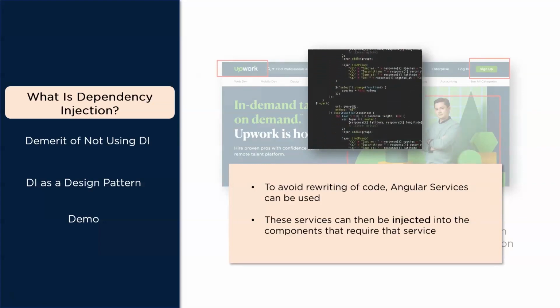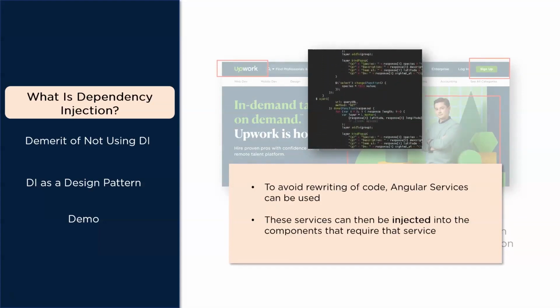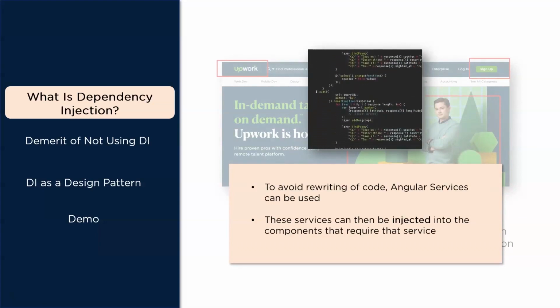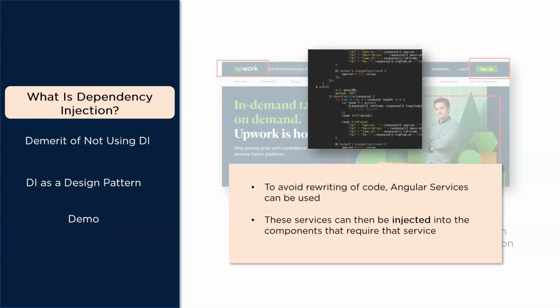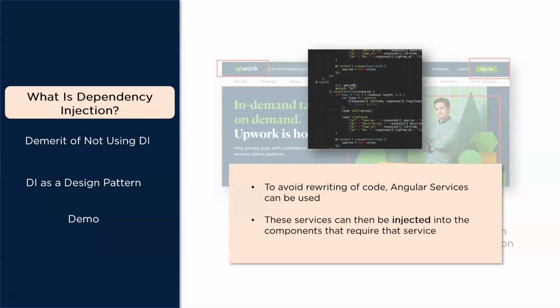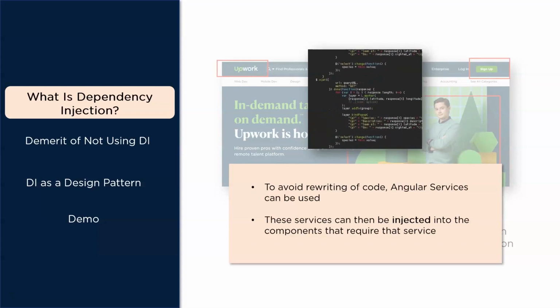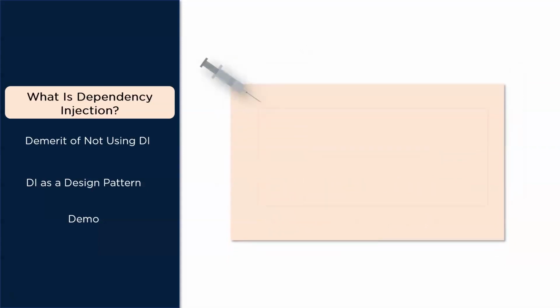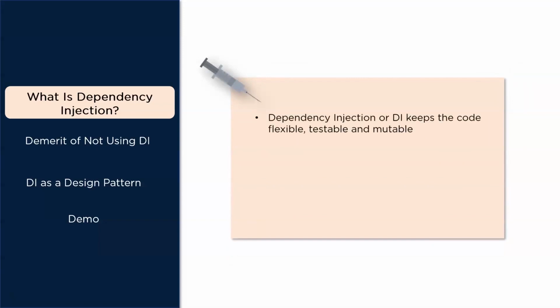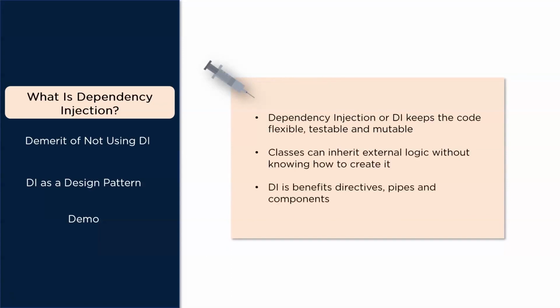Now to give you a better example, consider two classes A and B. Now let's assume that A uses the objects of class B, and normally in object-oriented programming, an instance of class B is created so that A can access its objects. But using dependency injection, we move the creation and binding of dependent objects outside of the class that depends on them. So dependency injection or DI keeps the code more flexible, testable and mutable. Also, classes can inherit external logic without having to create it on their own. And lastly, DI benefits directives, pipes and components.